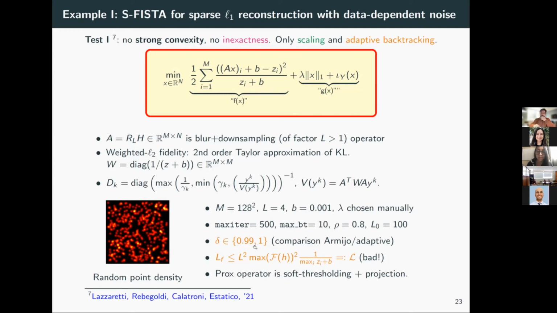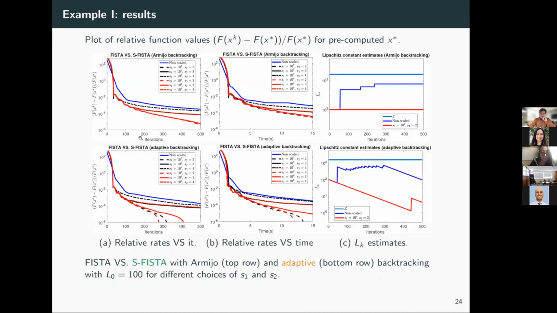And let me show you that here the idea of backtracking is interesting because when you want to provide an estimate of your Lipschitz function at f, that depends on many things, but in particular on this quantity here, 1 over the max of z_i plus b, which in the case of very small background becomes very large. So actually your estimate may be very bad. Okay, so here are some results. Just to give you some information on how to read these graphs. The first row refers to graphs obtained using scaling, but Armijo backtracking, so standard monotone backtracking. The ones in the second row, when you use adaptive backtracking.